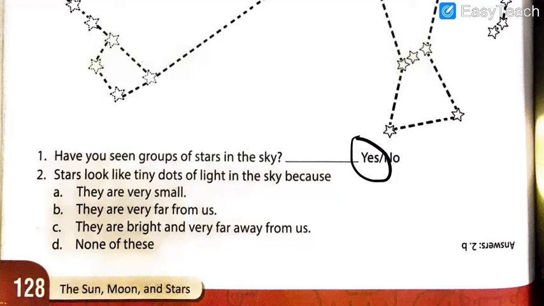They are indeed very far from us, but they are not bright because they reflect the light of other stars or the sun. They are burning balls. So can you say they are very far from us? Yes, actually they are very far from us. That is the reason why they appear like tiny dots, not because they are bright. Actually they are bright because they are burning balls, but that is not the reason why they look like tiny dots. As they are very far from us, they just appear in the form of dots to us. Right? That is the reason. So option B is the answer.